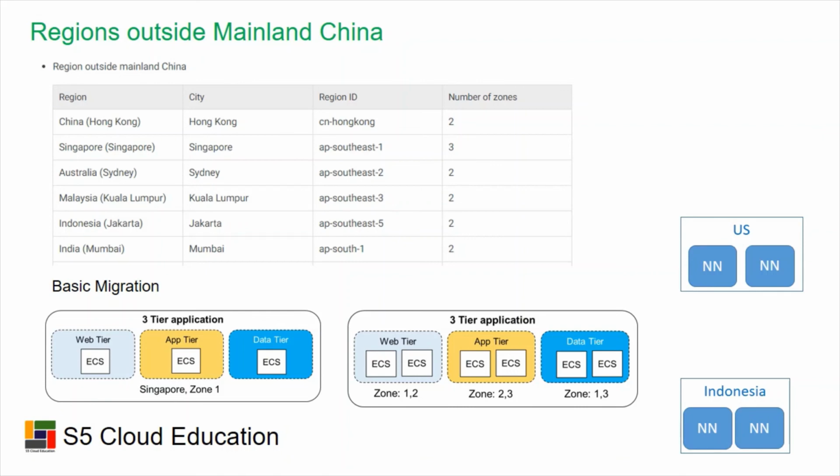When S5 Enterprise wants to enable high availability, they can host their servers in more than one zone. For example, web servers in Zone 1 and Zone 2, app servers in Zone 2 and Zone 3, and data servers in Zone 1 and Zone 3.